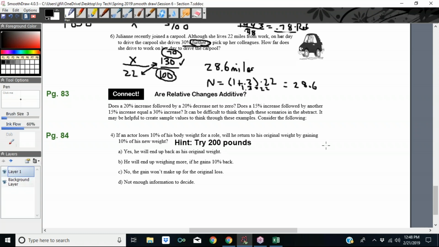On page 84, number 4, it says here, if an actor loses 10% of his body weight for a role, will he return to his original weight by getting 10% of his new weight back? And I'm going to separate you into groups to do this question. Remember, there's going to be a tab that pops up. You might have to click on the tab, unblock your pop-ups, whatever. But we'll do this. I'm going to have you work in your groups and answer this question, and then we'll bring it back with a few minutes left in class so that we can wrap it up.